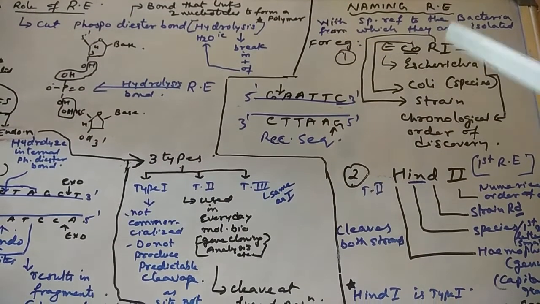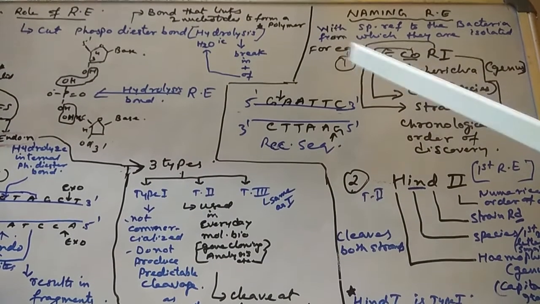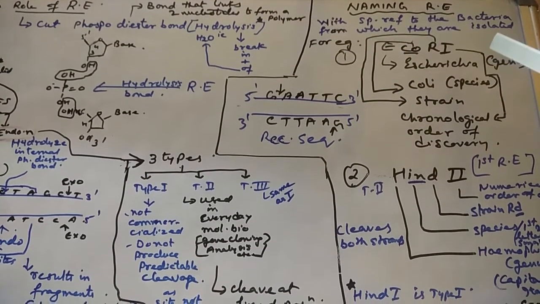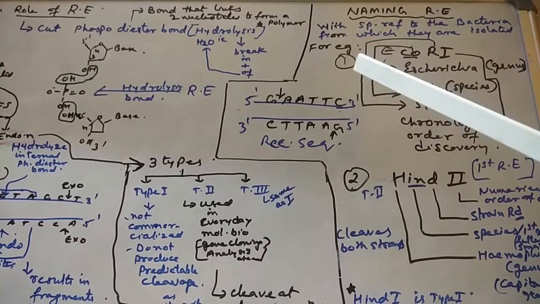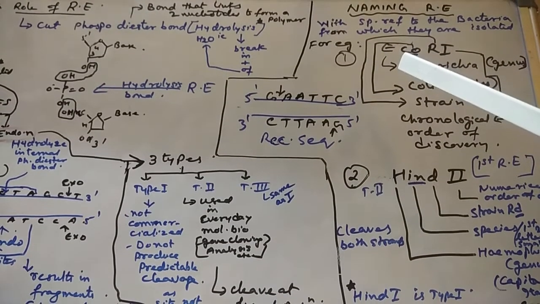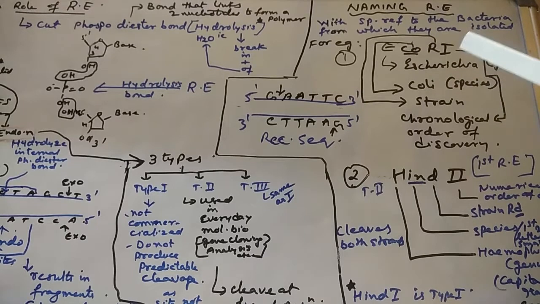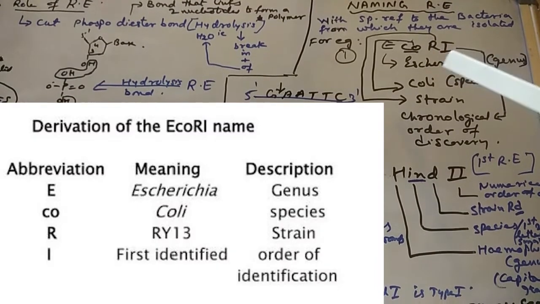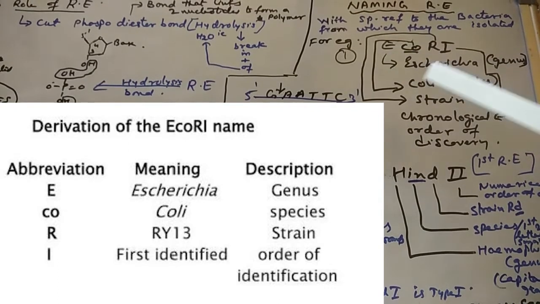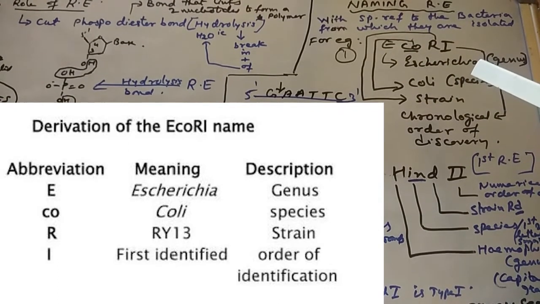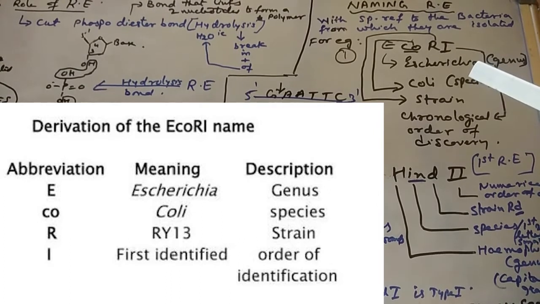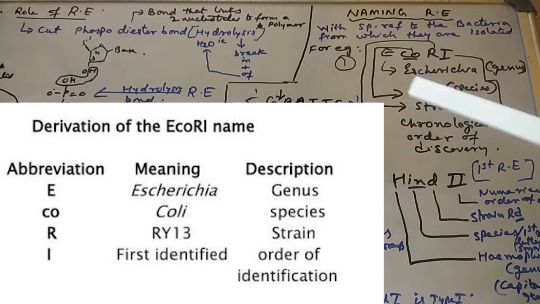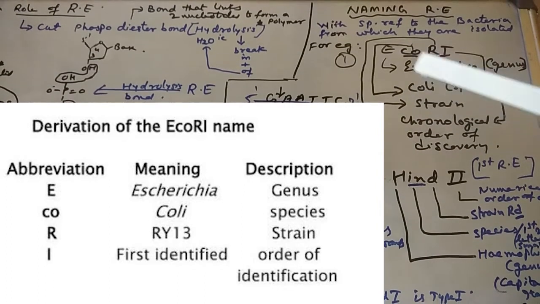Now coming to the naming of restriction enzymes. They are named with specific reference to the bacteria from which they are isolated. For example, the name given to an enzyme, EcoR1. It is a restriction enzyme, EcoR1. How is it named? The first capital letter E comes from the generic name Escherichia, the name of the bacteria Escherichia coli. So the generic name in capital, and it should be written in italics.